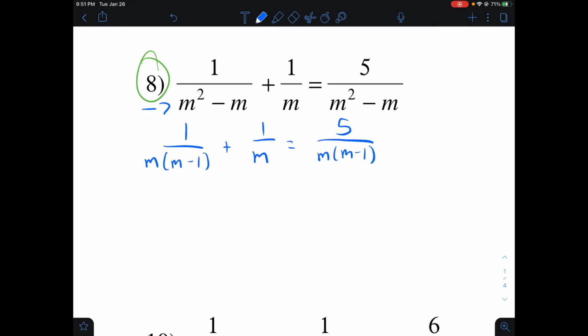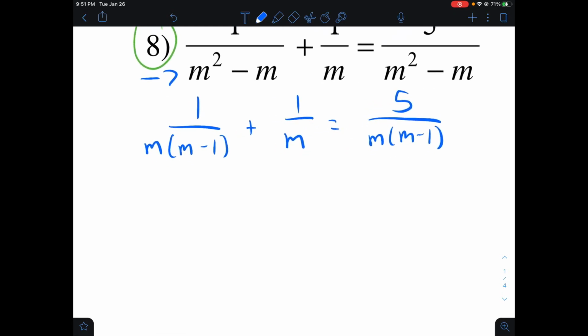So again, we still got to do that factoring. Don't forget factoring, so important. So we're looking, all right, we got these guys are the same, and this guy's real close. He's just missing the m minus 1. So we're going to take him, 1 over m, and we're going to multiply him by the m minus 1.